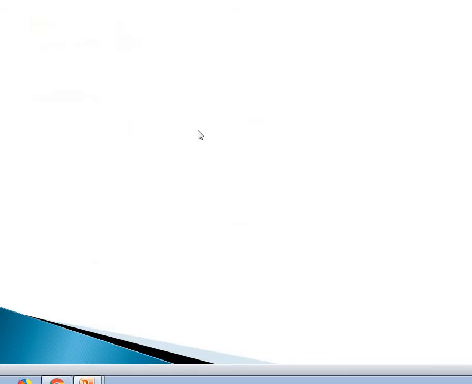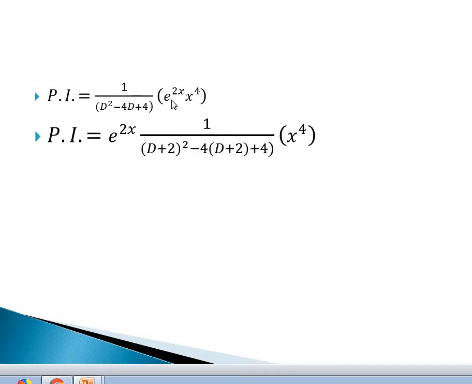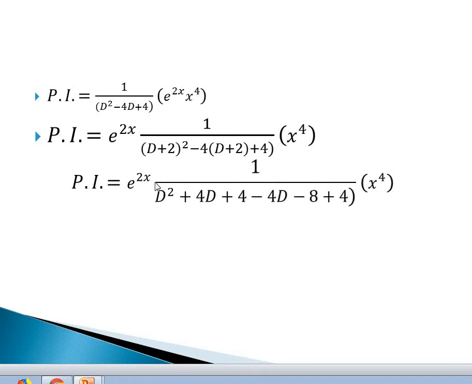So our equation becomes e raised to 2x, that term outside, and replace D by D plus 2. So (D plus 2) square minus 4 times (D plus 2) plus 4 into that function. The function is x raised to 4. So PI is equal to e raised to 2x into 1 upon D square plus 4D plus 4 minus 4D minus 8 plus 4. After simplifying this, we get all these terms into x raised to 4 as it is.